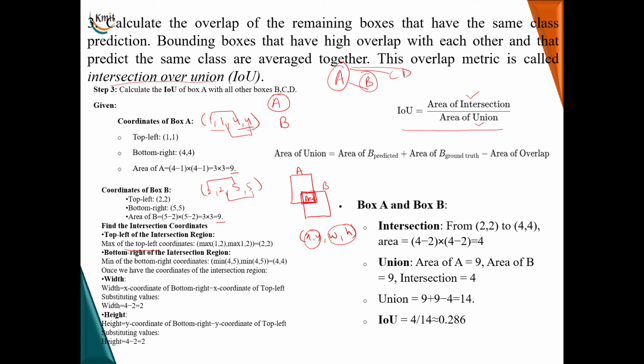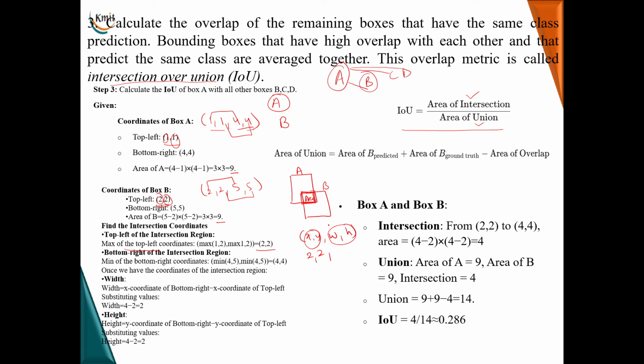To find the top left points, this is the formula: maximum values of the top left of A and B. So top left of 1, 1 and 2, 2. Maximum value among 1 and 2 is 2. So the top left values are 2, 2. That is, x and y is 2, 2 for this area.